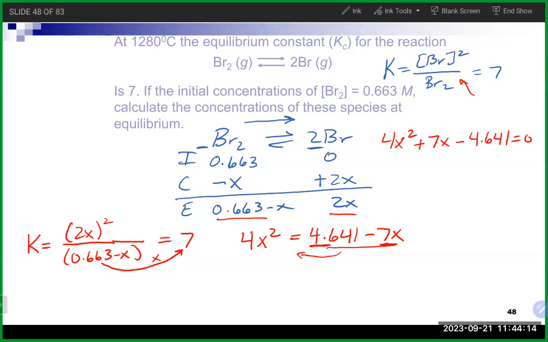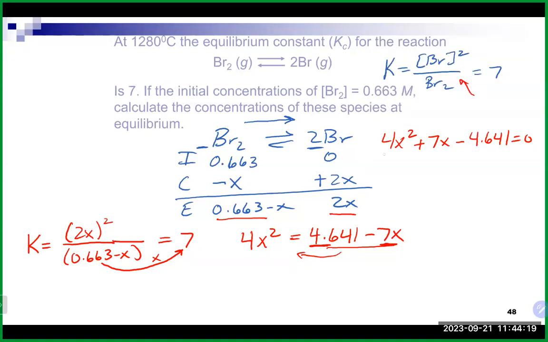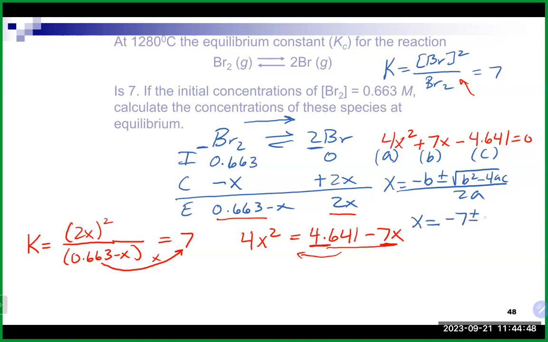That is going to give us our A, B, and C that we need for the quadratic. That's going to be an A, that would be our B, and that would be our C. So going into it, we get x is equal to minus b plus or minus the square root of b squared minus 4ac, divided by 2a. We will end up with x is equal to minus 7 plus or minus.